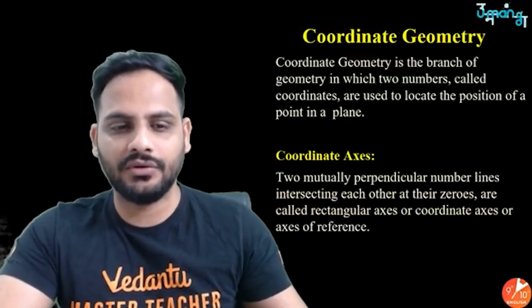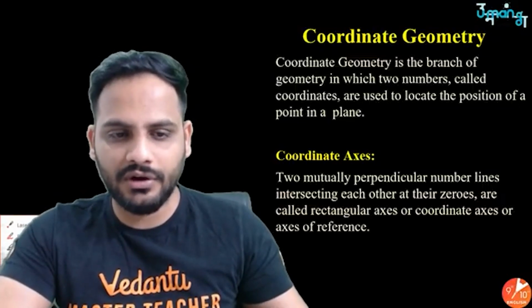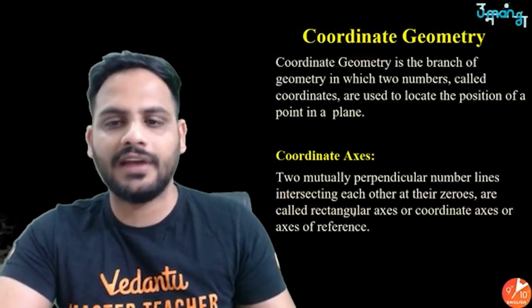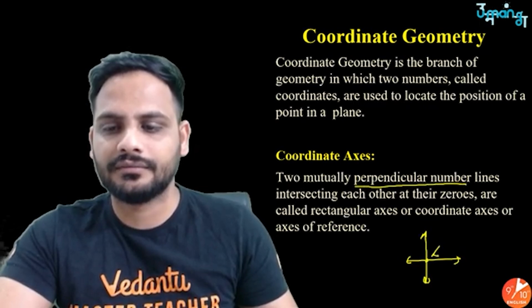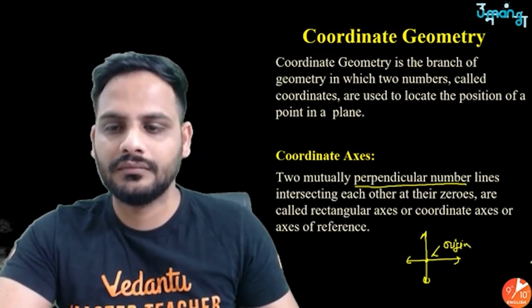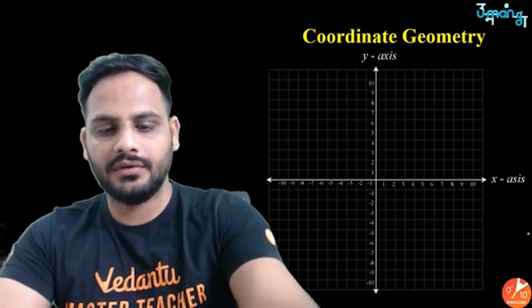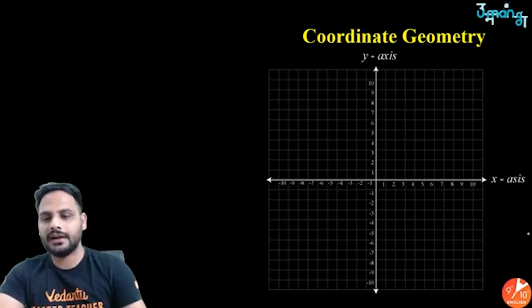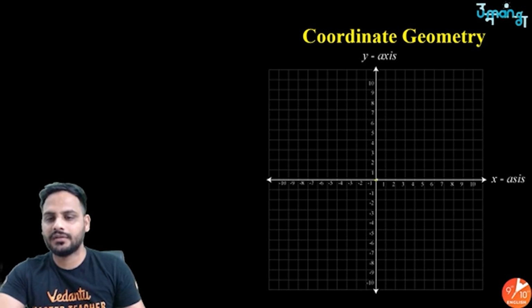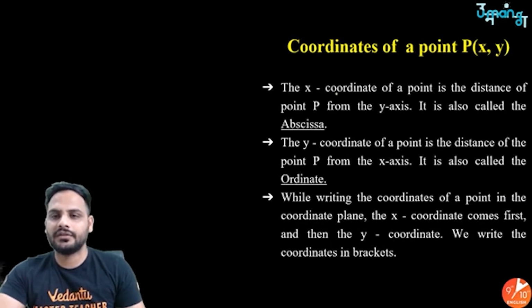So very first thing we know that in coordinate geometry, what is the coordinate axis? So your x and y axis, okay, they are perpendicular to each other and intersect each other at the origin, right? Okay, so this is your coordinate axis x and y, and they both are intersecting at the origin here. Okay, so the x coordinate of a point is the distance of point P from the y axis.